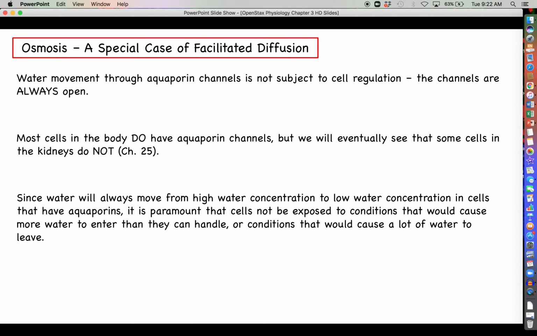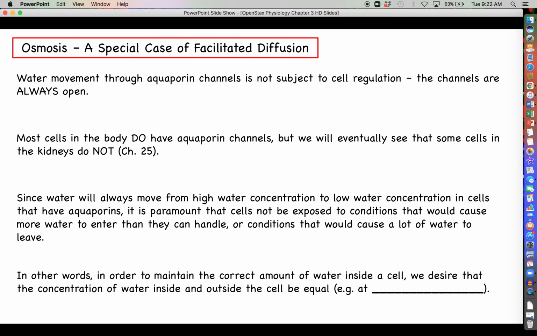So we really don't want that to occur. You're going to see in the next few slides what will happen to the shape and the volume of a cell if osmosis does occur in great quantities. So we don't want too much water to leave the cell, and we don't want too much water to enter the cell. Another way of putting this is that if we want to make sure that we are maintaining the correct amount of water both inside the cell and outside the cell, what we really want is the concentration of water inside and outside the cell to be equal at all times. In other words, we want to establish osmotic equilibrium. That is the name of the game.